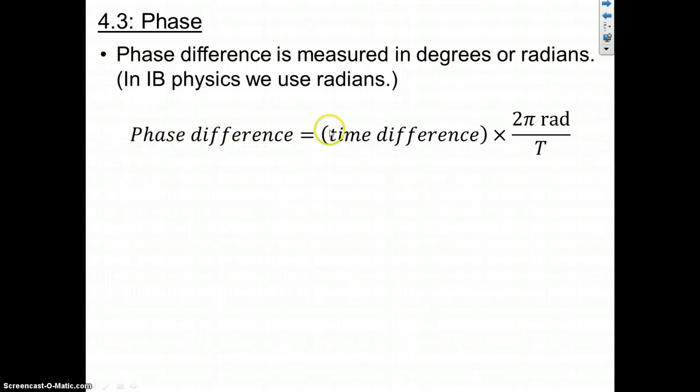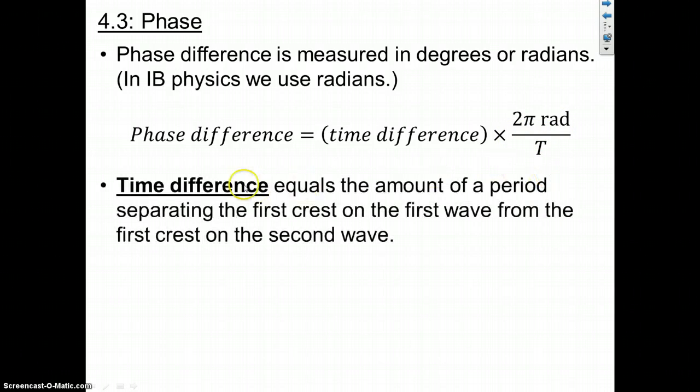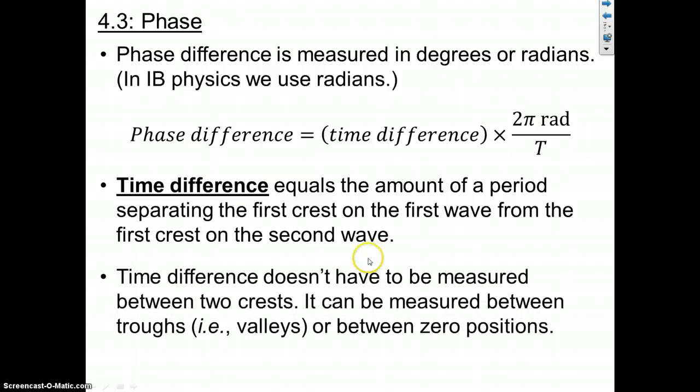Phase difference equals the time difference, I'll explain that, times this conversion factor, 2 pi radians per time period, big T. So here's what time difference is. It's the amount of a period separating the first crest on the first wave from the first crest on the second wave. Right? And I'll show you what this is with an example.